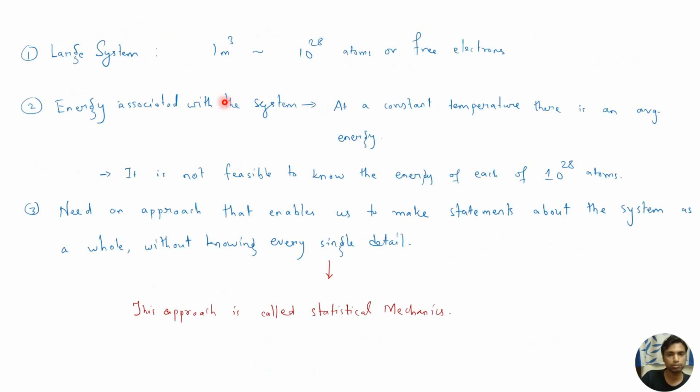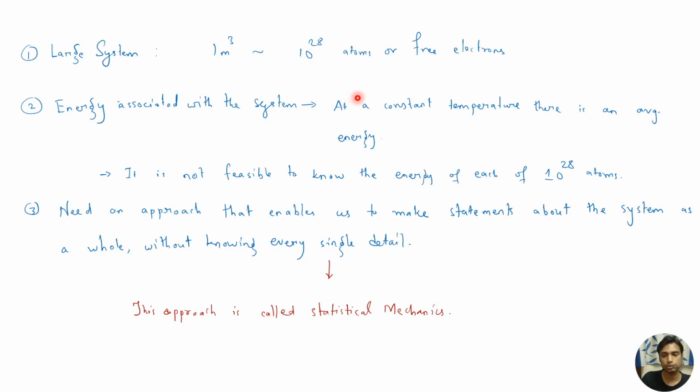So what do we mean by large systems? Let us take a 1 meter cube of a particular metal, for example copper or silver. In 1 meter cube, if we calculate using the mole concept, then what you get is around 10 to the power 28 atoms, or if it is univalent, of this order of free electrons.